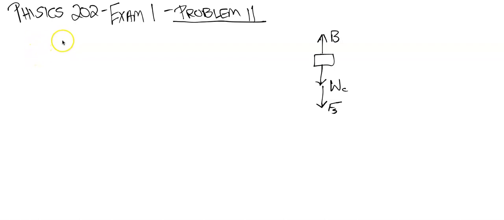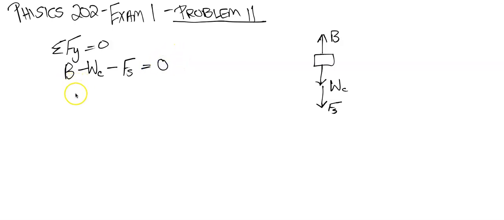This is the solution to the first problem on the exam. I've drawn the free body diagram for the piece of cork, and since we know it's in equilibrium, we can apply Newton's second law and set it equal to 0 because we know the cork is not accelerating, which leads us to B minus Wc, which is the weight of the cork, minus Fs, which is the reading of the spring or the force of the spring, to equal 0.